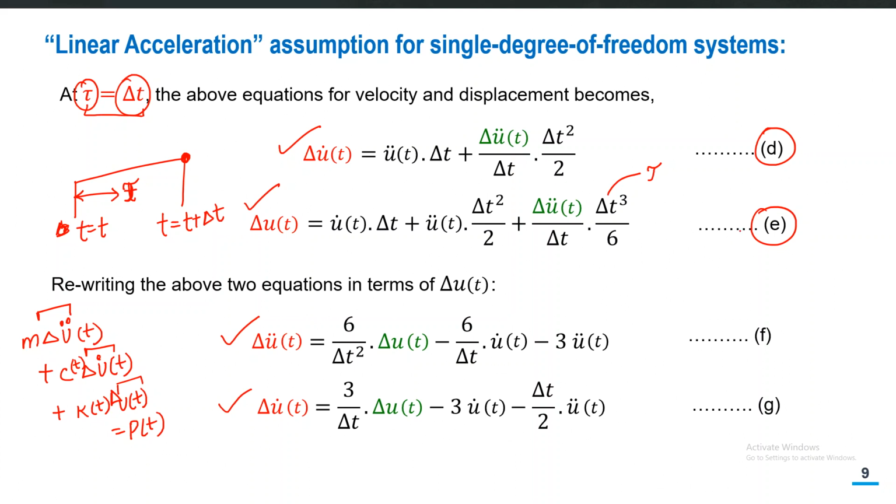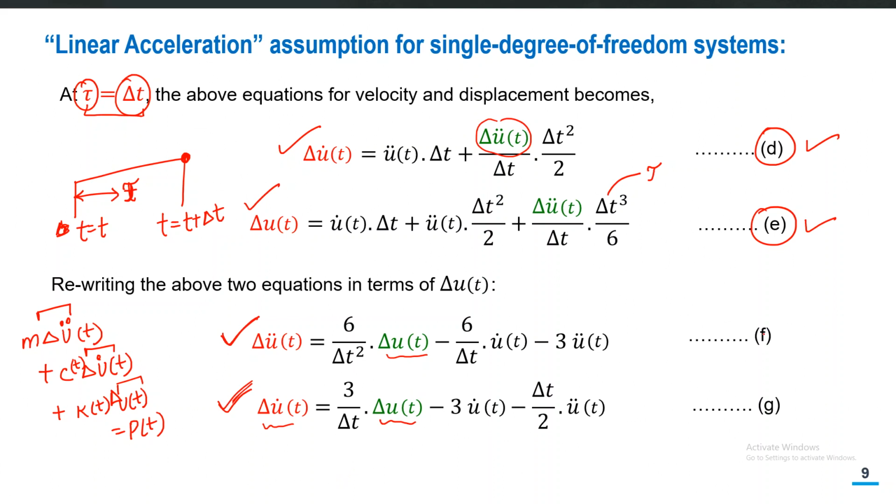So here we rearrange equations D and E such that delta u double dot of t is on one side, and delta u of t is on the right hand side. Similarly, this one also has delta u dot on the left hand side and delta u on the right hand side. So both of the increments in the velocity and acceleration are written in terms of the increment in displacement.